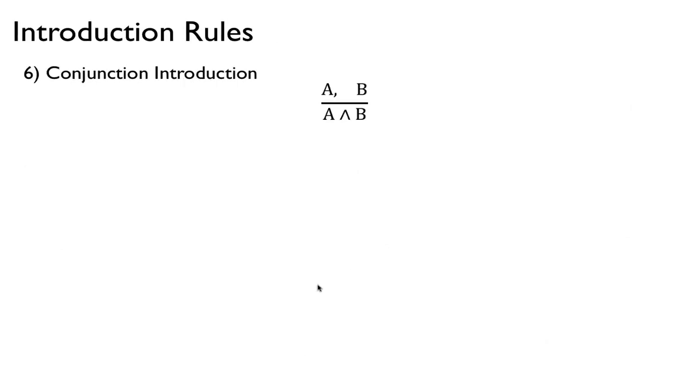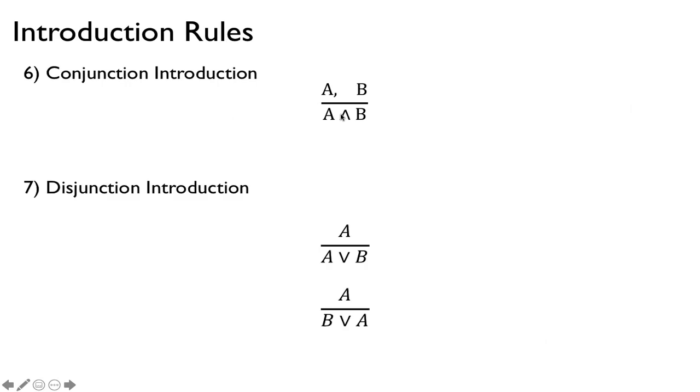Okay, and then here's the 6th rule, introduction rules. So the next few would be introduction rules. If you have A and we have B, then we have A and B. So we are introducing the conjunction, right? If you have A and B separately, together we have A and B. So we introduce the conjunction.